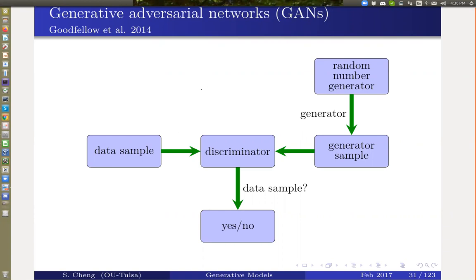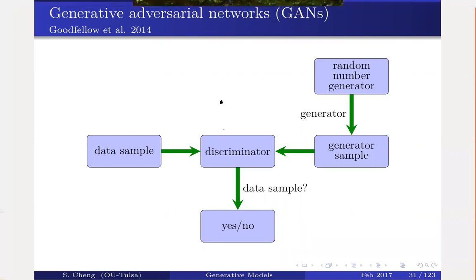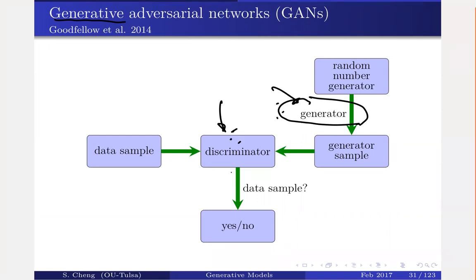We have GANs, which is a pretty simple model. We have two components, a discriminator and a generator. The goal is to train both of them at the same time, but we would like to eventually take advantage of the generator. That's why we call it a generative network. And it's adversarial because these two are playing a kind of game with each other, trying to get an advantage over each other essentially.